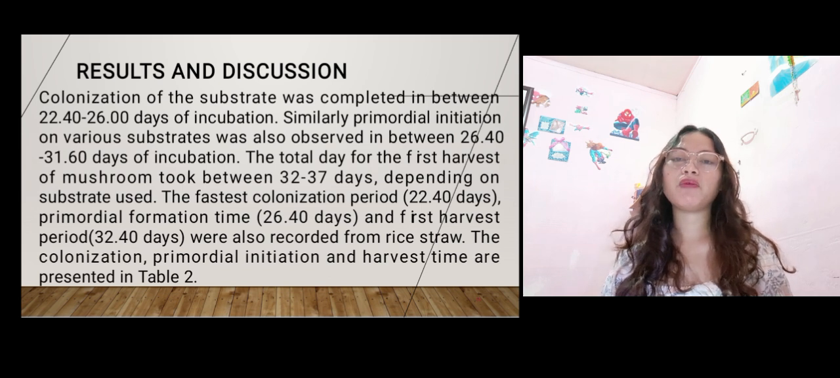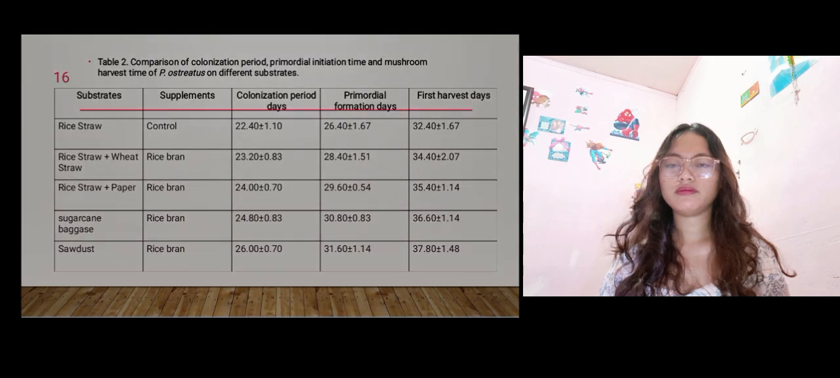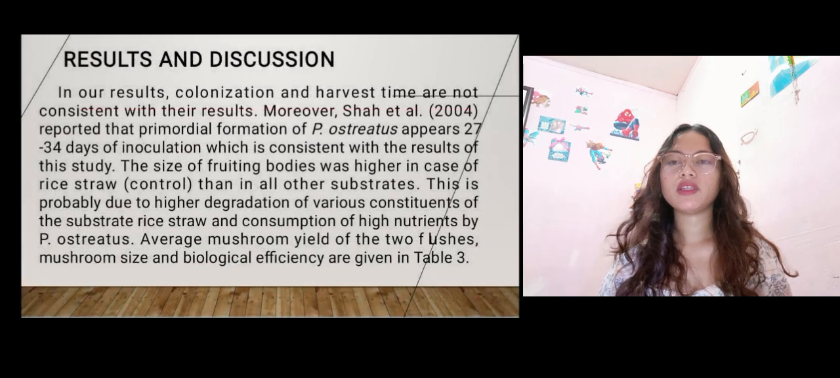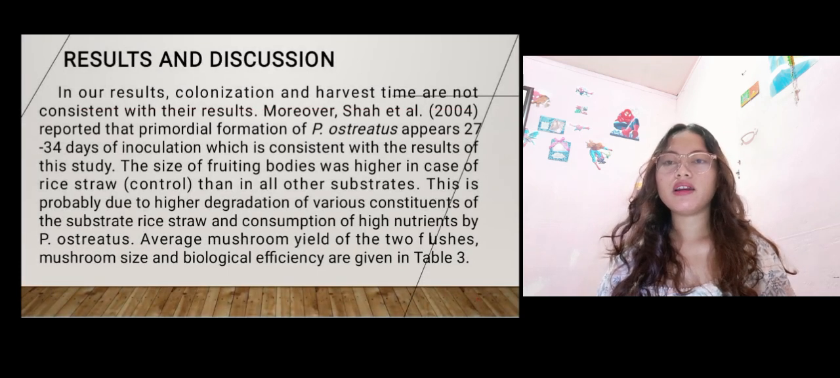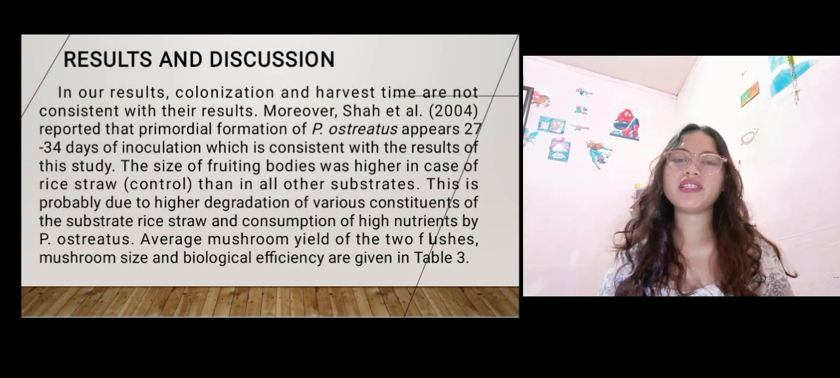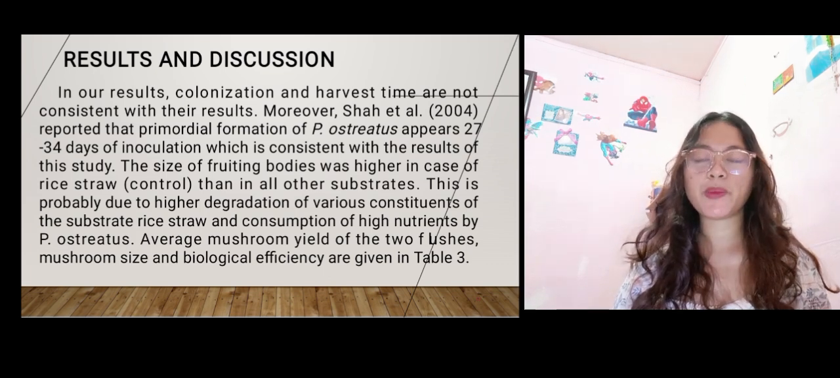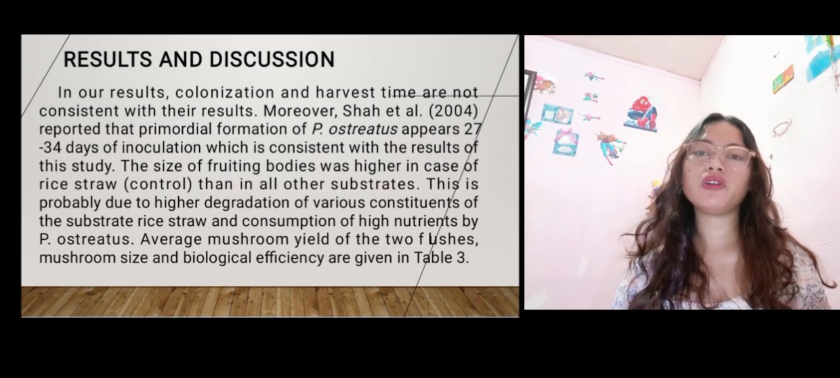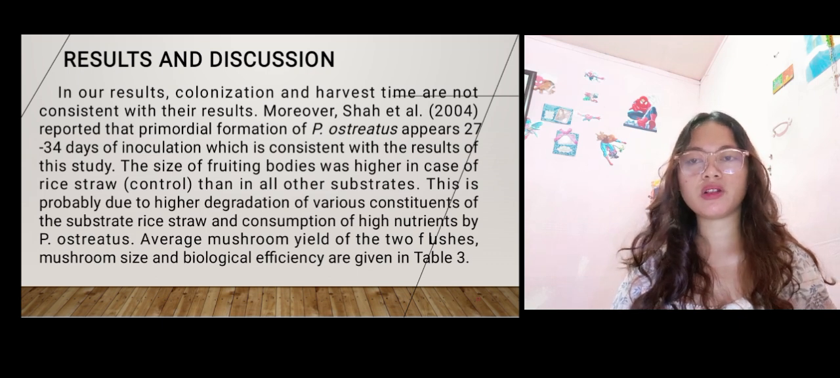The colonization, primordial initiation, and harvest time are presented in Table 2. In our results, colonization and harvest time are not consistent with the results. Moreover, Xia et al. of 2004 reported that primordial formation of Pleurotus ostreatus occurs 27 to 34 days of inoculation, which is consistent with the result of this study.